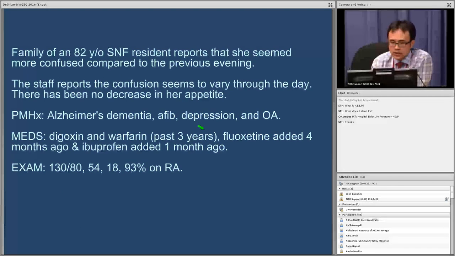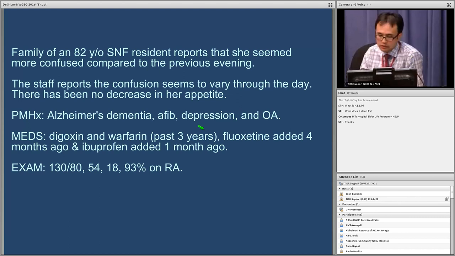In a different case, a family of an 82-year-old nursing home resident reports that she seems more confused compared to the previous evening. The staff reports the confusion seems to vary through the day, still capturing the fluctuating course. There's been no decrease in her appetite. Past medical history is consistent for Alzheimer's dementia, atrial fibrillation, depression, and osteoarthritis. Her medications are digoxin, warfarin, also known as Coumadin, fluoxetine, also known as Prozac, that was added 4 months ago, and ibuprofen that was added a month ago. Her physical exam is noted for bradycardia.